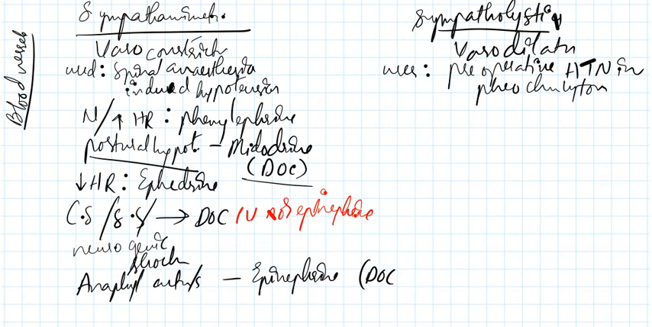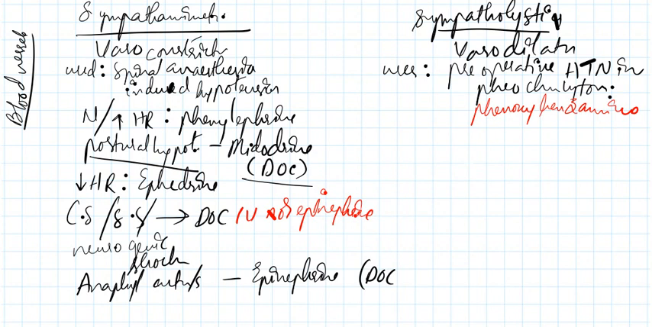Which drug can you give? That is the MCQ question. The drug is phenoxybenzamine. Phenoxybenzamine is the drug of choice for preoperative hypertension in pheochromocytoma. Next, one more drug, phentolamine, in cheese reaction.